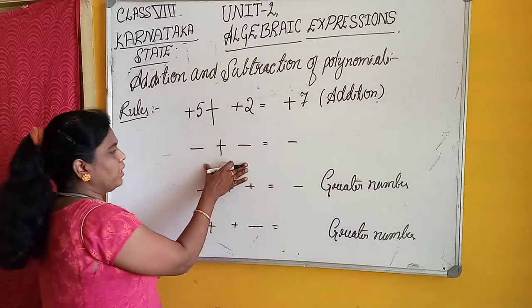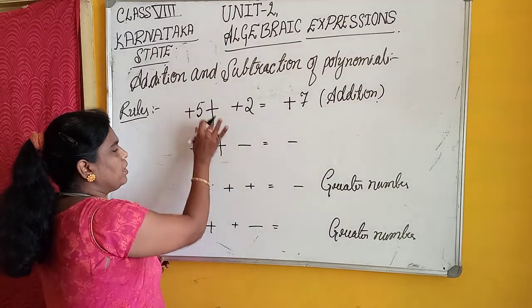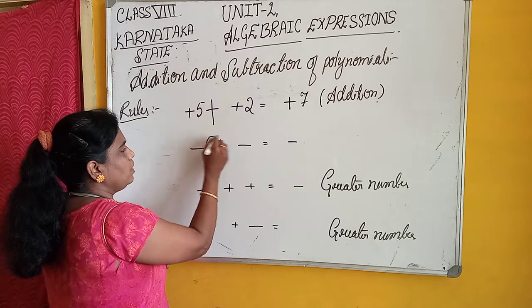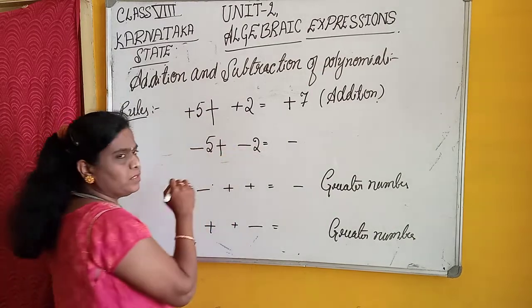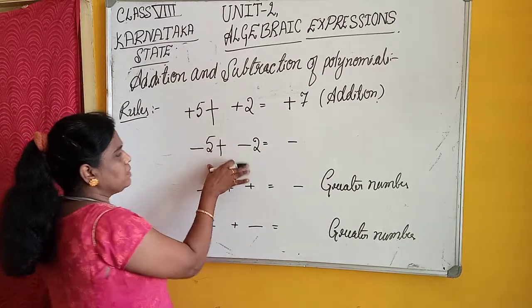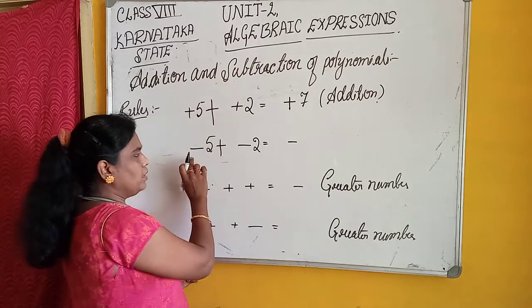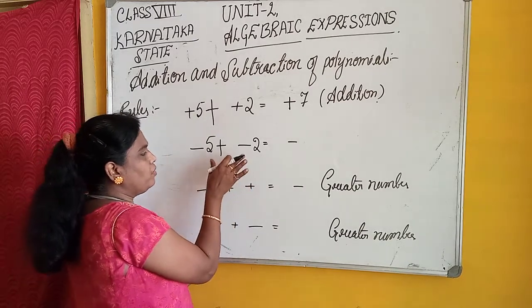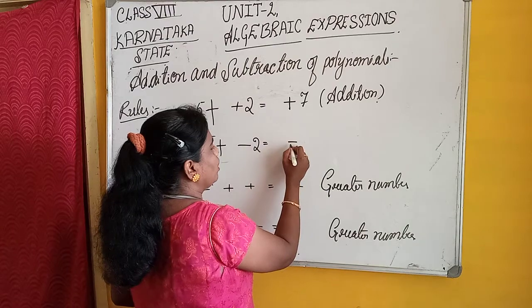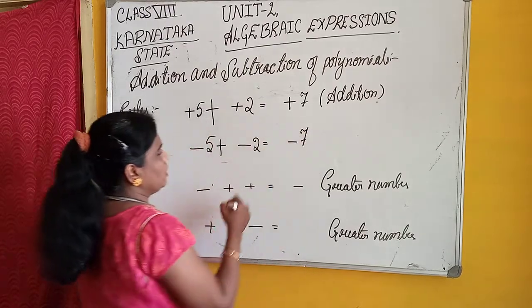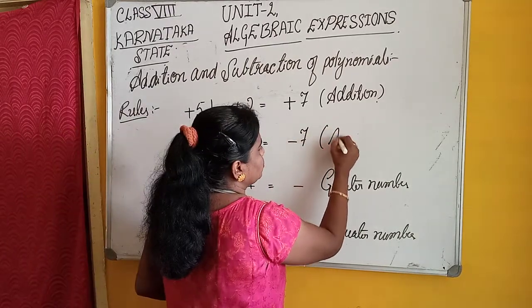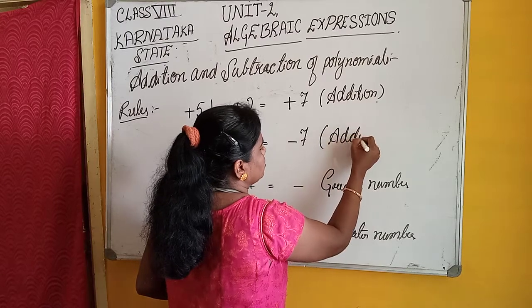And here also two negative integers are there. I am taking the same numbers, minus 5, minus 2, isn't it? When we are doing like this, even though they are negative integers, we have to add those two integers and put the sign of minus. Therefore here also we have to add those numbers.